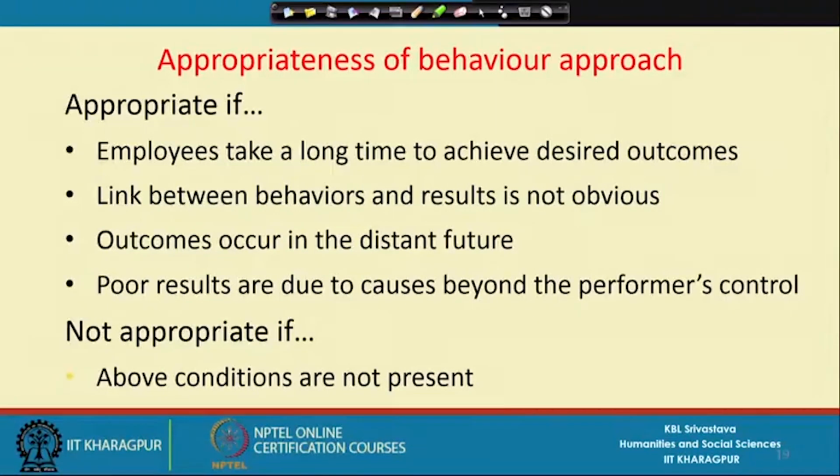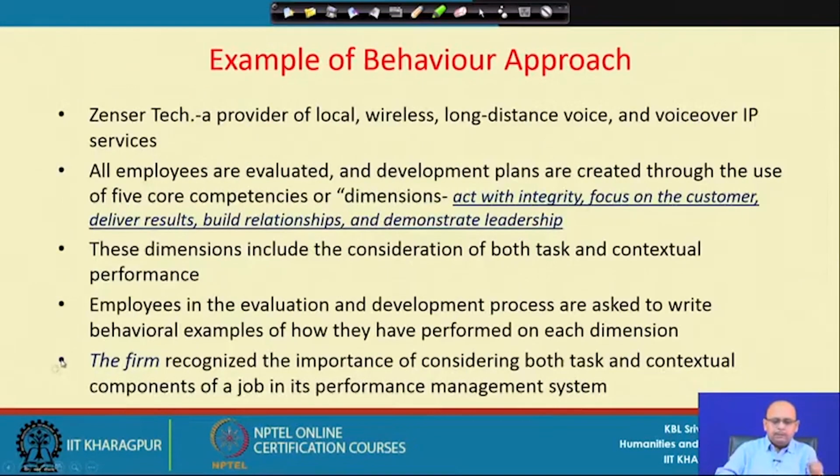For example, a salesman, despite his effective behavior and communication or whatever he does, is not able to close the sales because there is an economic recession and in general people are not buying the goods that you are producing. So, what will happen? There are certain things beyond the control of the employees, and the results are going to be affected, right. So, we need to ensure that these conditions are present, or if they are not present, probably you are not going to be successful.